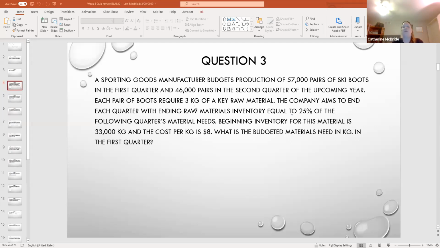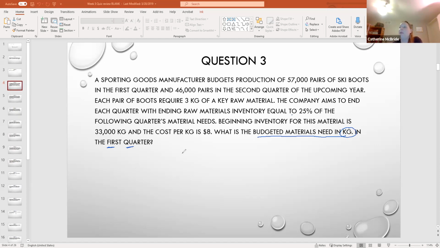The first thing that you want to do is figure out, what am I being asked? And think about, what do I need to figure that out? So we want to know the budgeted materials needed in kilograms. How much material do we need for the entire first quarter?